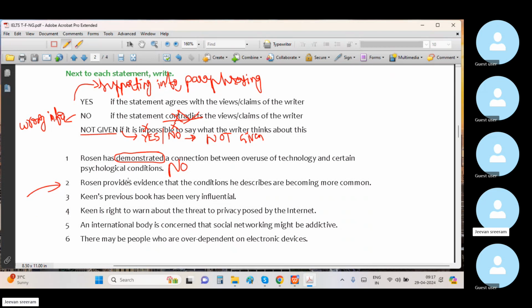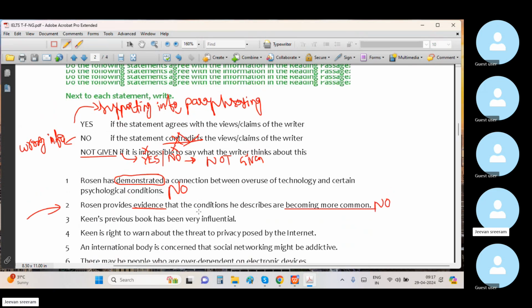How about the second one? Is it yes, no, or not given? No, sir. Again, no. You are right, buddy. Again, yes, there is a clear proof line, sir. As the author said, Rosen provided clear evidence that the condition described is becoming more common. You can clearly see it.